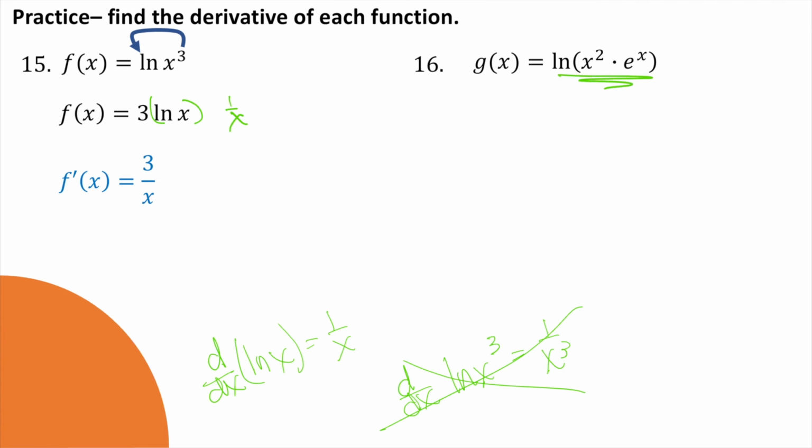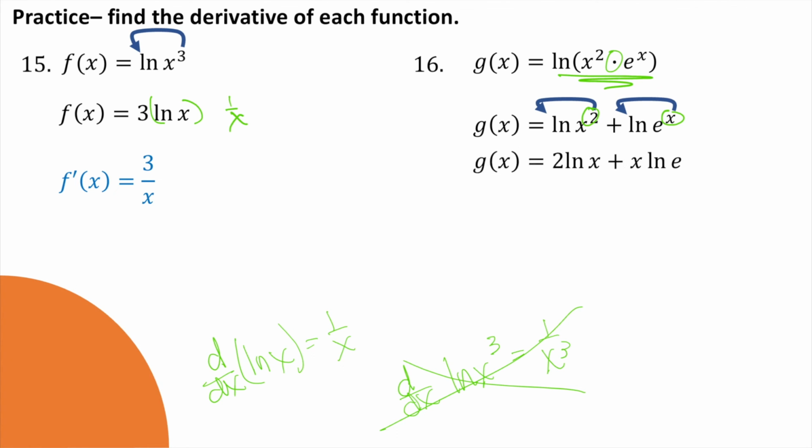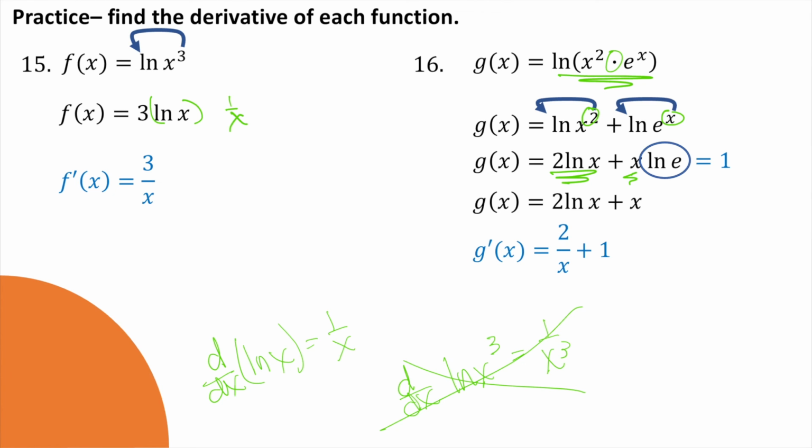This guy here, we've got a multiplication. So we can split that into ln x squared plus ln e to the x. And then these exponents can pop to the front. So ln of e, what's the ln of e? It's 1. So really, we're just taking the derivative of 2 ln x plus x, which is 2 over x plus 1.